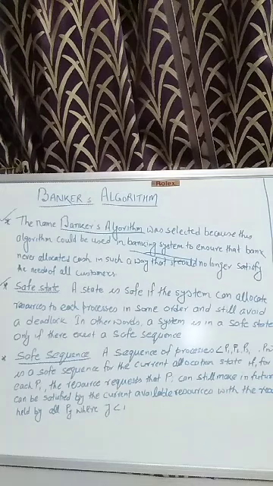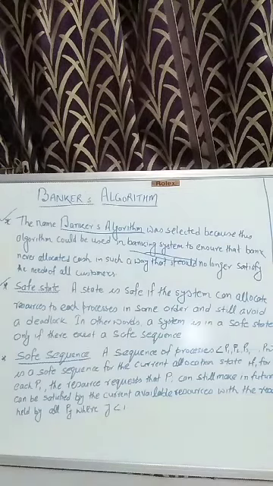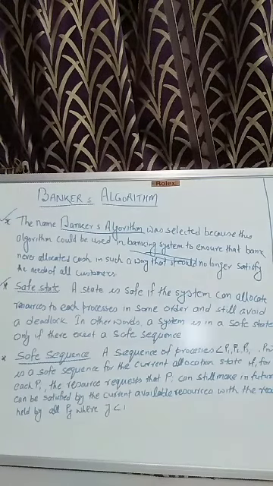A state of a system is safe if the system can allocate resources to each process in some order and still avoid a deadlock. In other words, a system is in a safe state only if there exists a safe sequence.